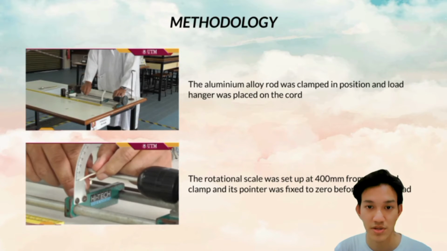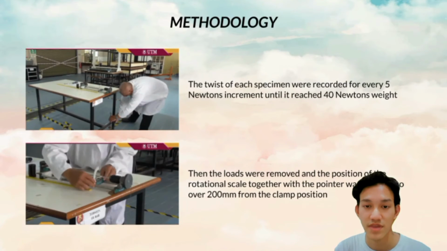Next, we have the methodology. The aluminium alloy rod was clamped in position and the load hanger was placed on the cord. The rotational scale was set up at 400 mm from the fixed clamp and its pointer was fixed to 0 before it starts to read. After that, the twist of each specimen was recorded for every 5 Newtons increment until it reached 40 Newtons weight.